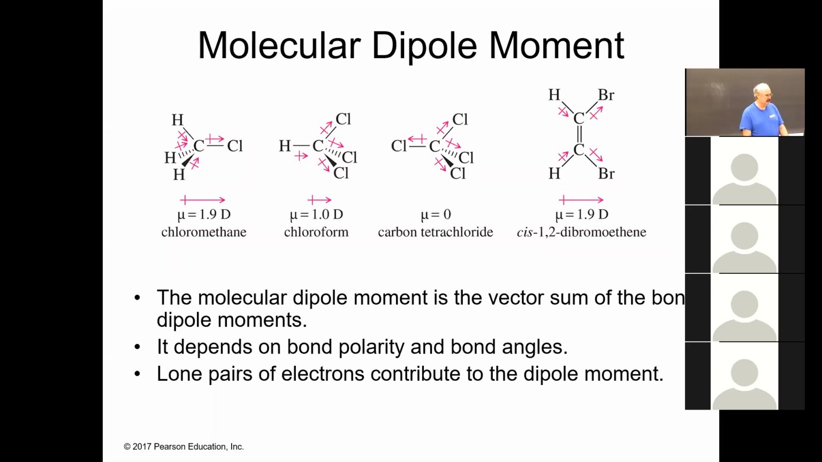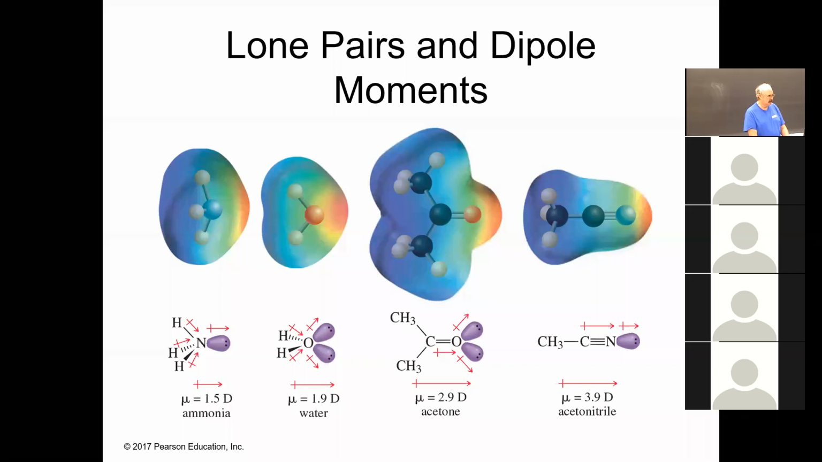Lone pairs of electrons do contribute to both the shape of the molecule and the dipole moment. So we have to take into consideration lone pairs. Here we have some examples. These are all polar molecules. We have ammonia. This is water. Acetone. Remember a few slides back we said the C=O double bond had an especially large dipole moment. And then the C≡N triple bond is even larger.